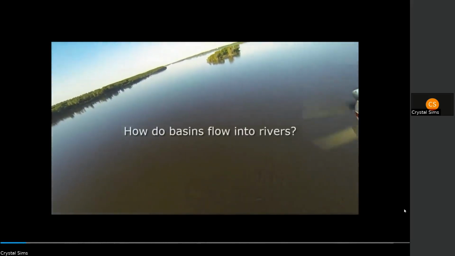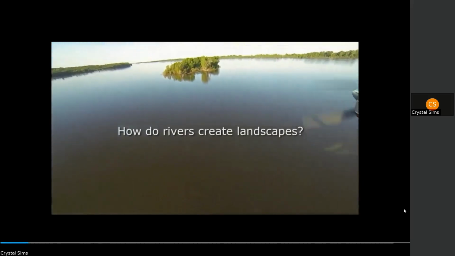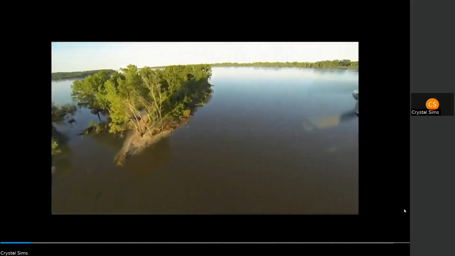On our way downstream, we'll try to understand how the Mississippi grows and flows, how it creates landscapes in its floodplain, and how people have come to live and work alongside it.